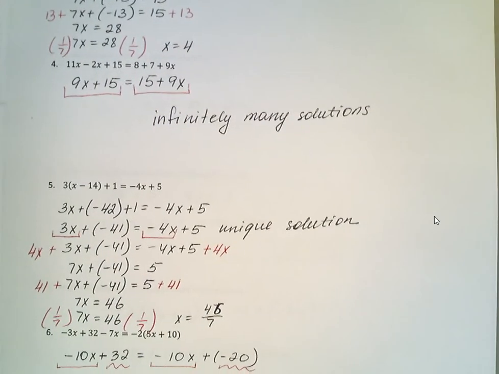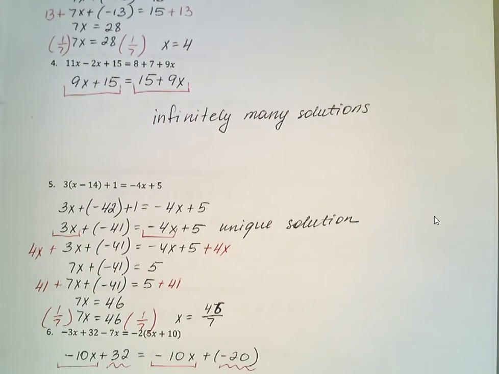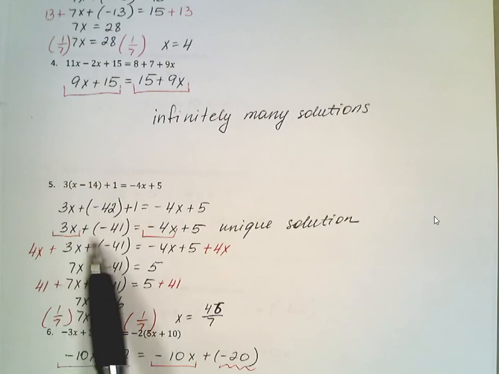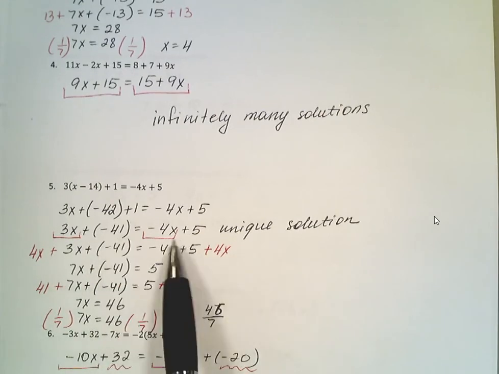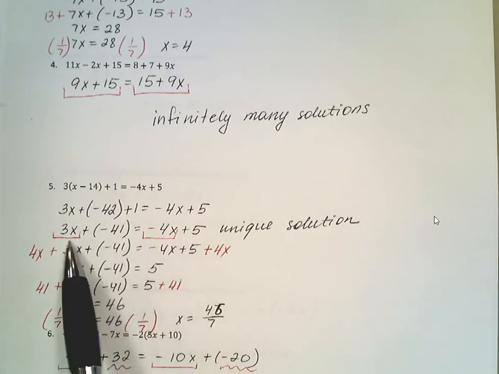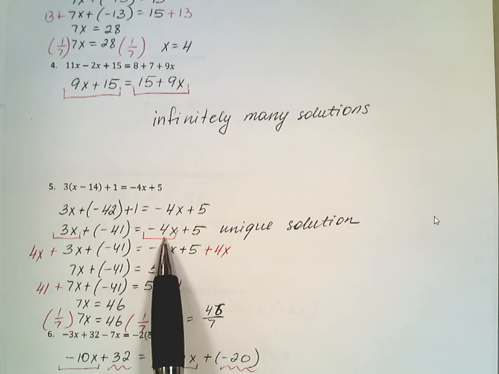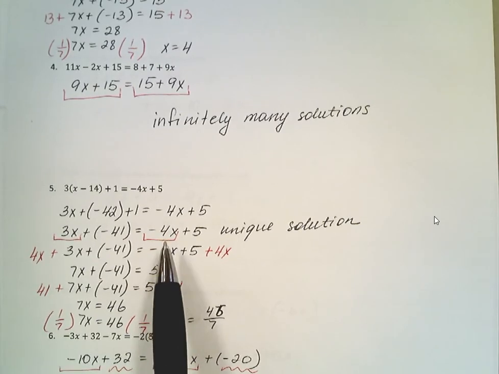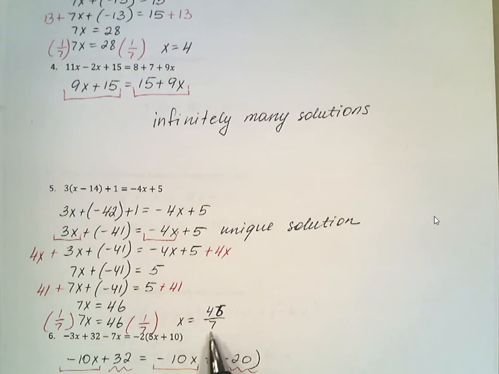Okay. For number 5, after opening the parentheses using distributive property and combining like terms, I got 3x plus negative 41 equals negative 4x plus 5. I know right away, because my coefficients are different, that I will have a unique solution. So that's why I continued solving it. And once I did, I ended up with x equals 46 sevenths.